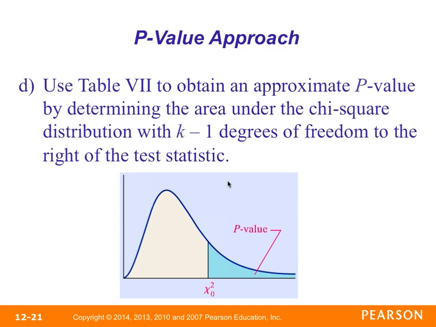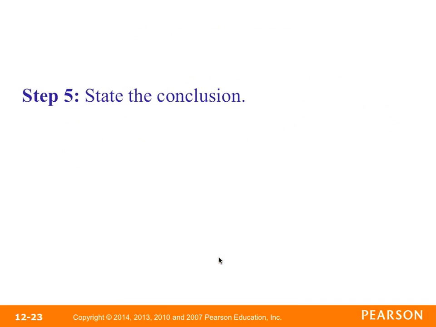And then using table 7, we obtain an approximate p-value by determining the area under the chi-square distribution. We look for k minus 1 degrees of freedom. And we're looking to the right of the test statistic. So if you see this graphic here, we have our chi-squared test statistic that we obtained using the formula on the previous page, and then our p-value is the area under this to the right.